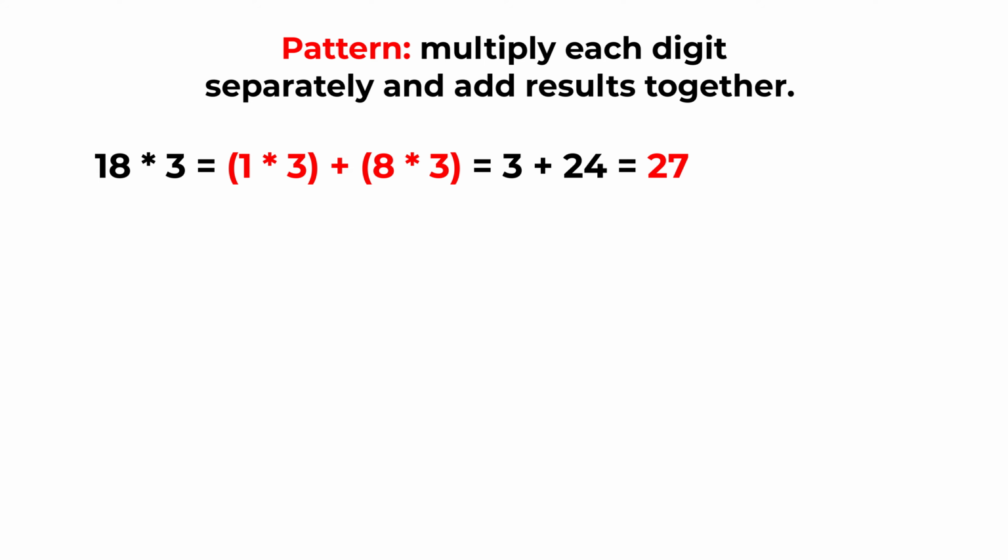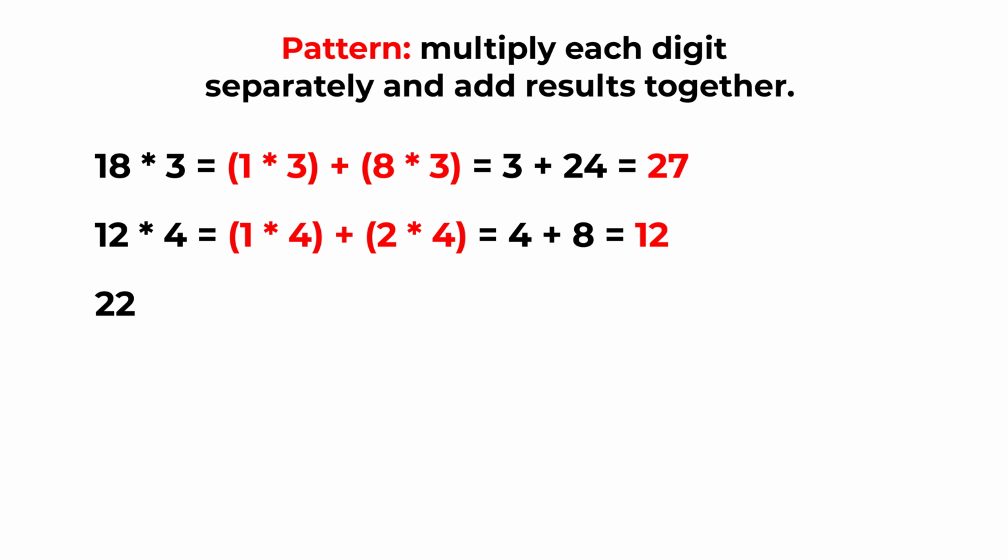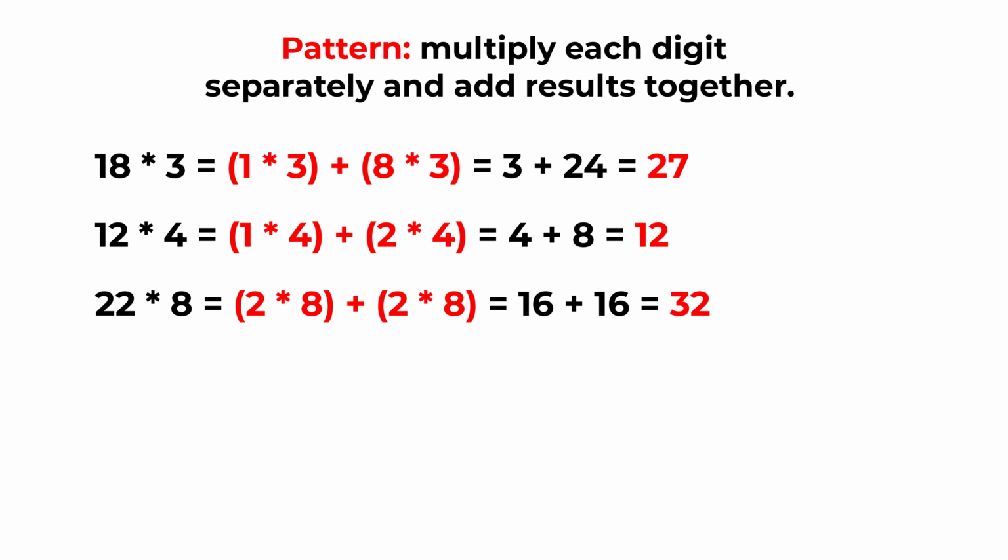In a similar way, 12 multiplied by 4 can be calculated as 1 multiplied by 4 in parentheses plus 2 multiplied by 4 in parentheses, which would be equal to 4 plus 8, which would be equal to 12. And in a very similar way, 22 multiplied by 8 would be 2 multiplied by 8 in parentheses plus 2 multiplied by 8 in parentheses, which would be 16 plus 16, which would be equal to 32.